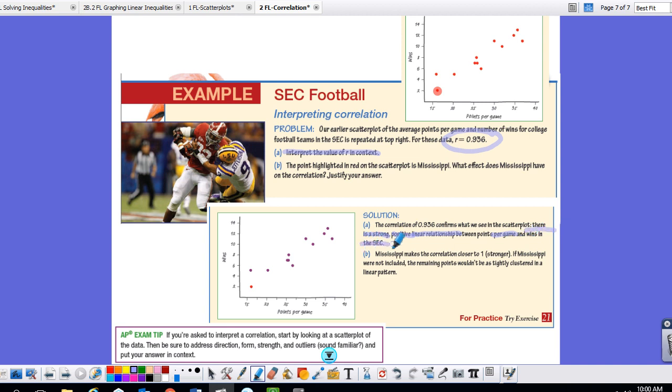So we want the context. We want to describe it using direction, form, and strength. Your job is to summarize what you've seen in these as well as answer those questions and practice that correlation.